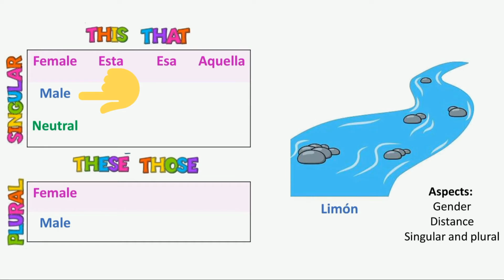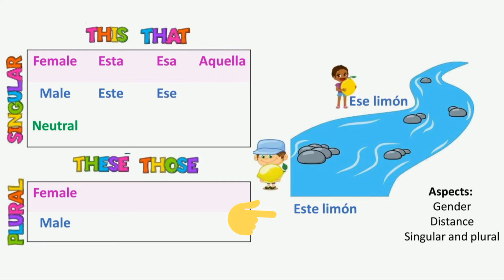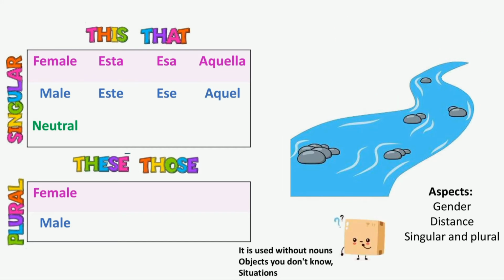The male gender is used for objects or people. For this is este. Este limón. For that is ese. Ese limón. And for the third distance is aquel. Aquel limón.